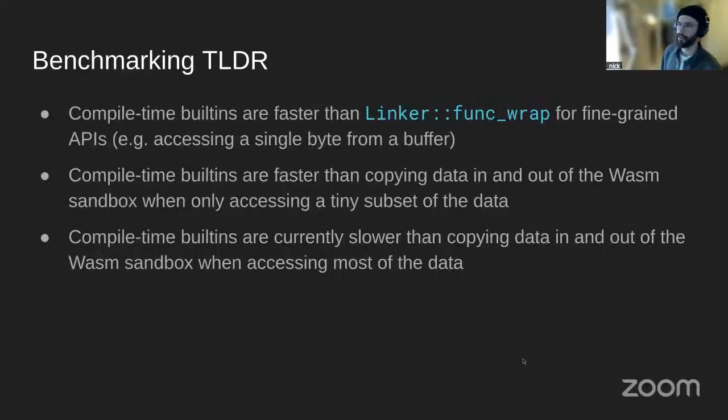So benchmarking TLDR is compile time built-ins and the zero copy style of APIs are faster than linker func when you have these fine-grained APIs, like the zero copy host buffer stuff. And they're also faster than copying data in and out of WASM when you're only accessing a subset of that data. I guess that's the same point.